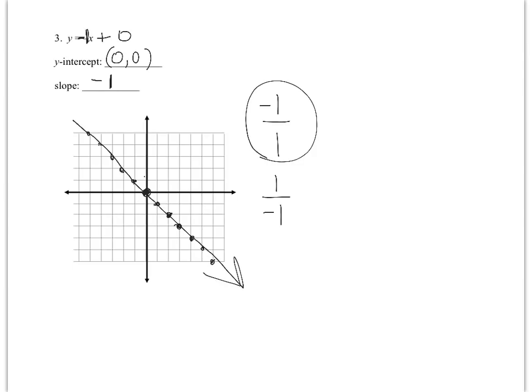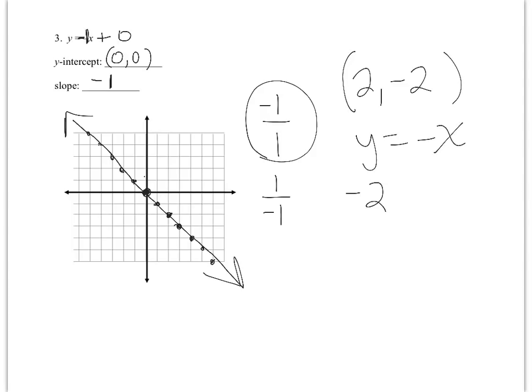If I were to pick an ordered pair off the line and check it, let's say I pick this ordered pair right here. The ordered pair is 2, negative 2. If I were to plug that in for y equals negative x, well, negative 2 is y, and x is 2. And since there's a negative sign in front of the x, it works. All right. That's how you graph lines in slope-intercept form. Always start with the y-intercept, and from there, graph the rise over the run, which is your slope.